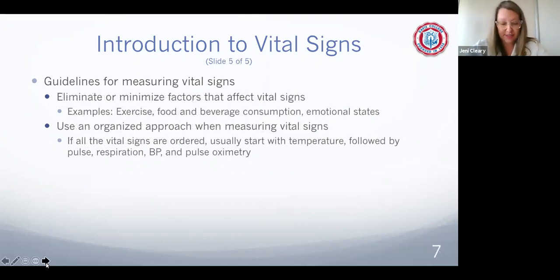Guidelines for measuring vital signs. We want to eliminate or minimize factors that affect vital signs. Examples: exercise, food and beverage consumption, and emotional state.